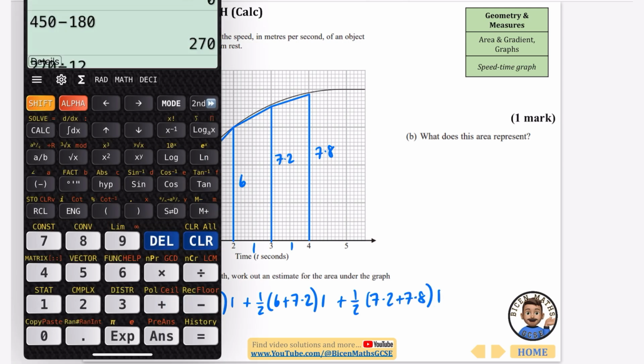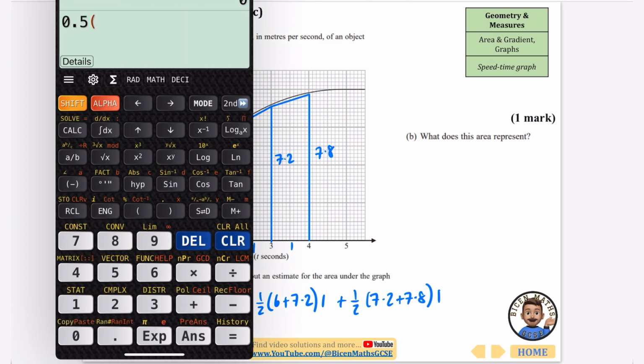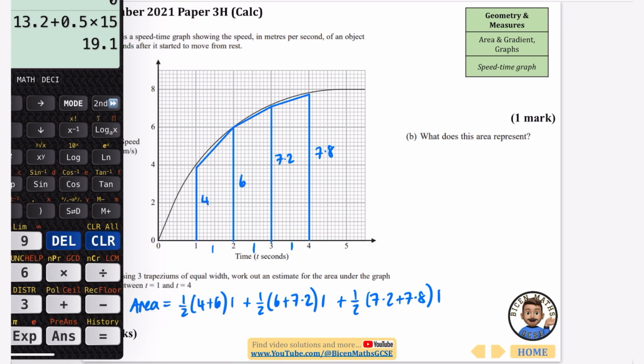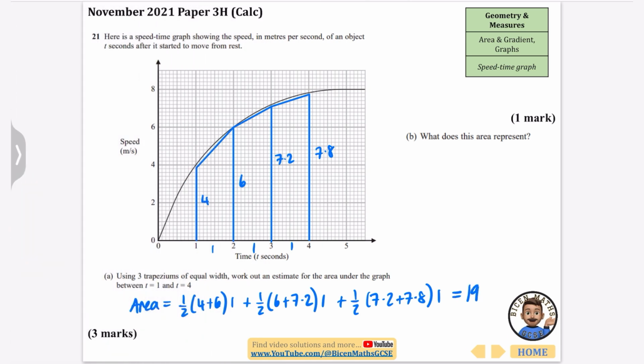Now I'm not going to do any of the ones because I just think we don't need them. So it's going to be a half times by 4 plus 6, which is 10. So it's a half times 10, plus a half times by 6 plus 7, times 6 plus 7.2 is 13.2. And then for our last one, we've got a half times 7.2 and 7.8, that's 15. So that's a half times 15, and didn't need to do any of the ones there. So our answer is 19.1.